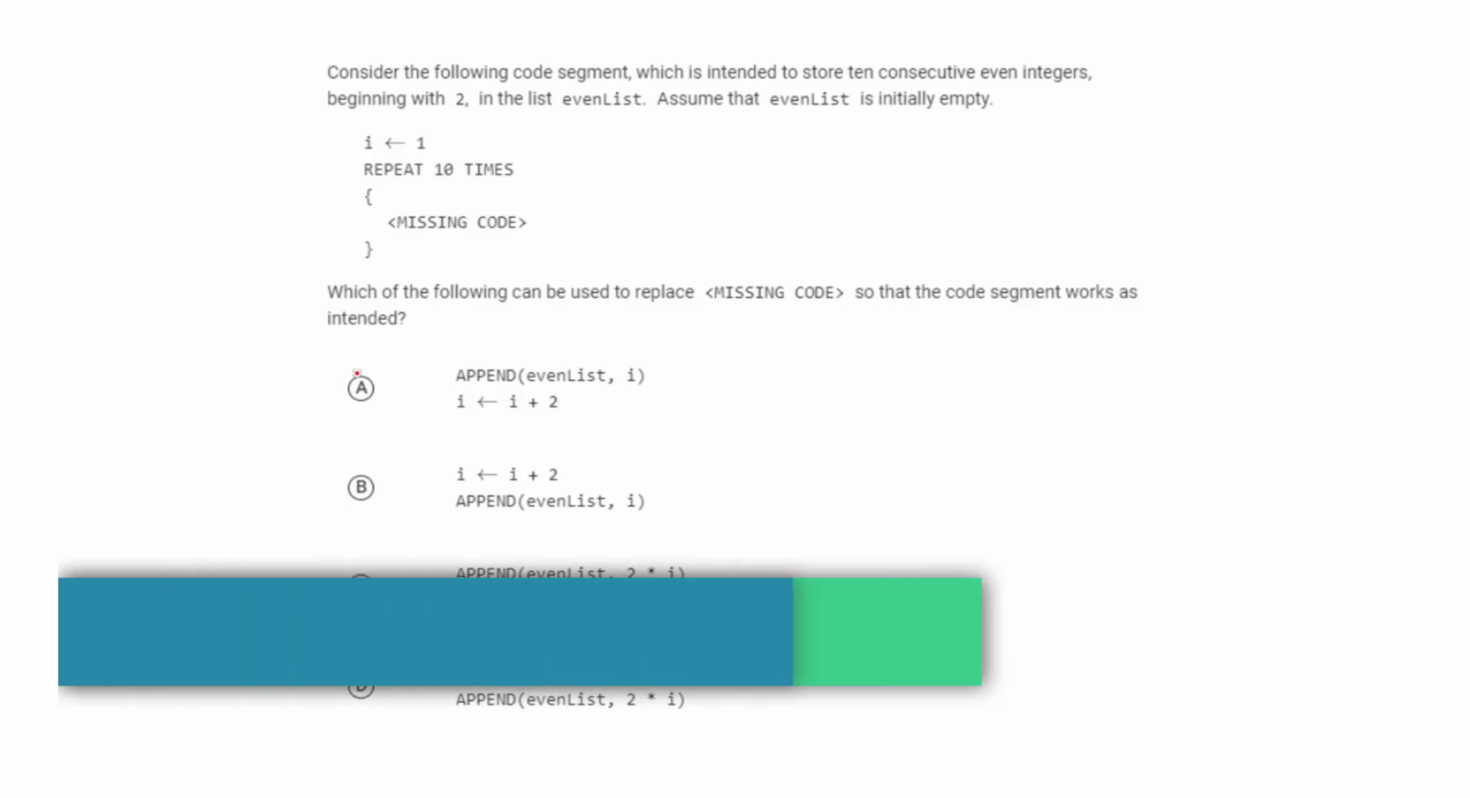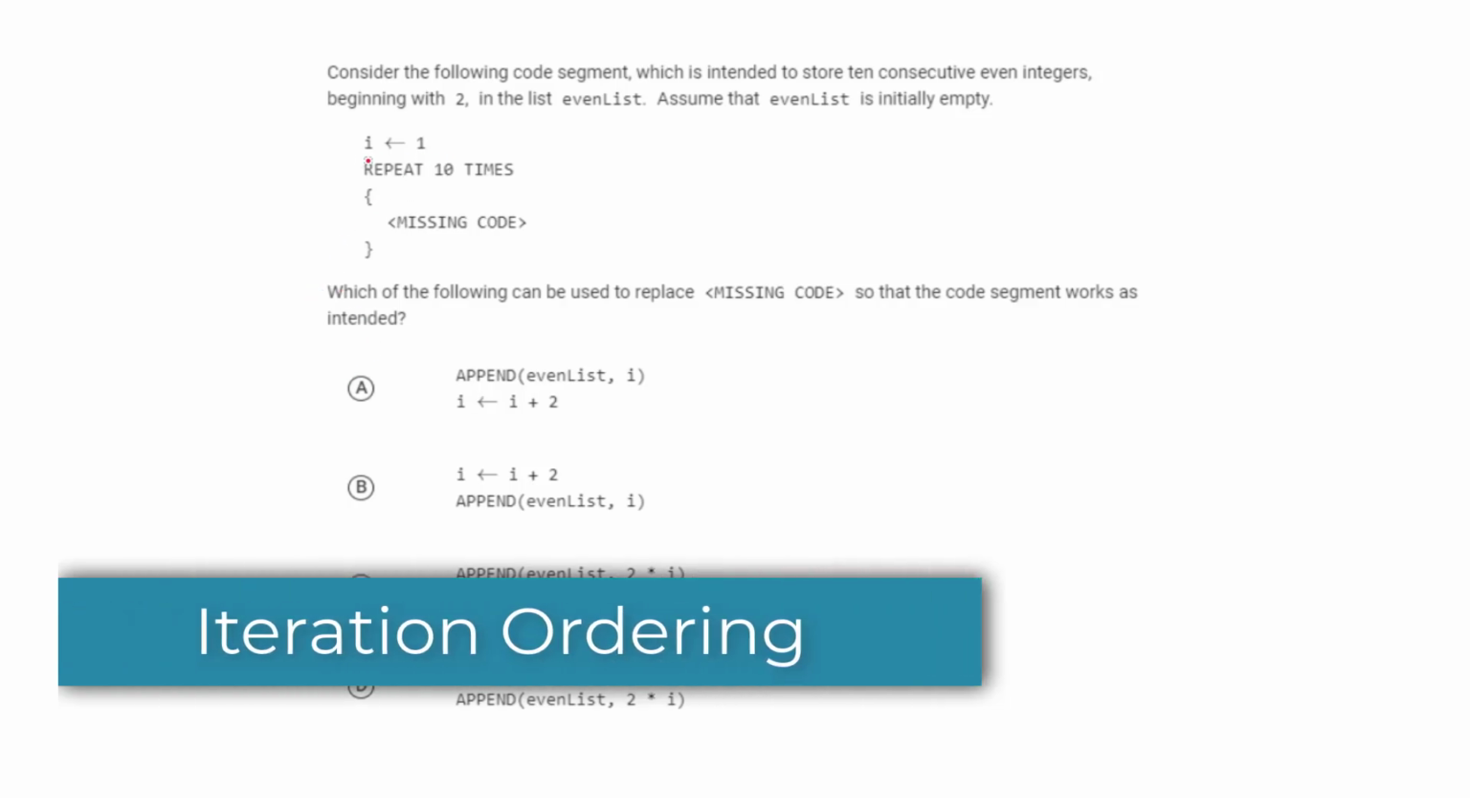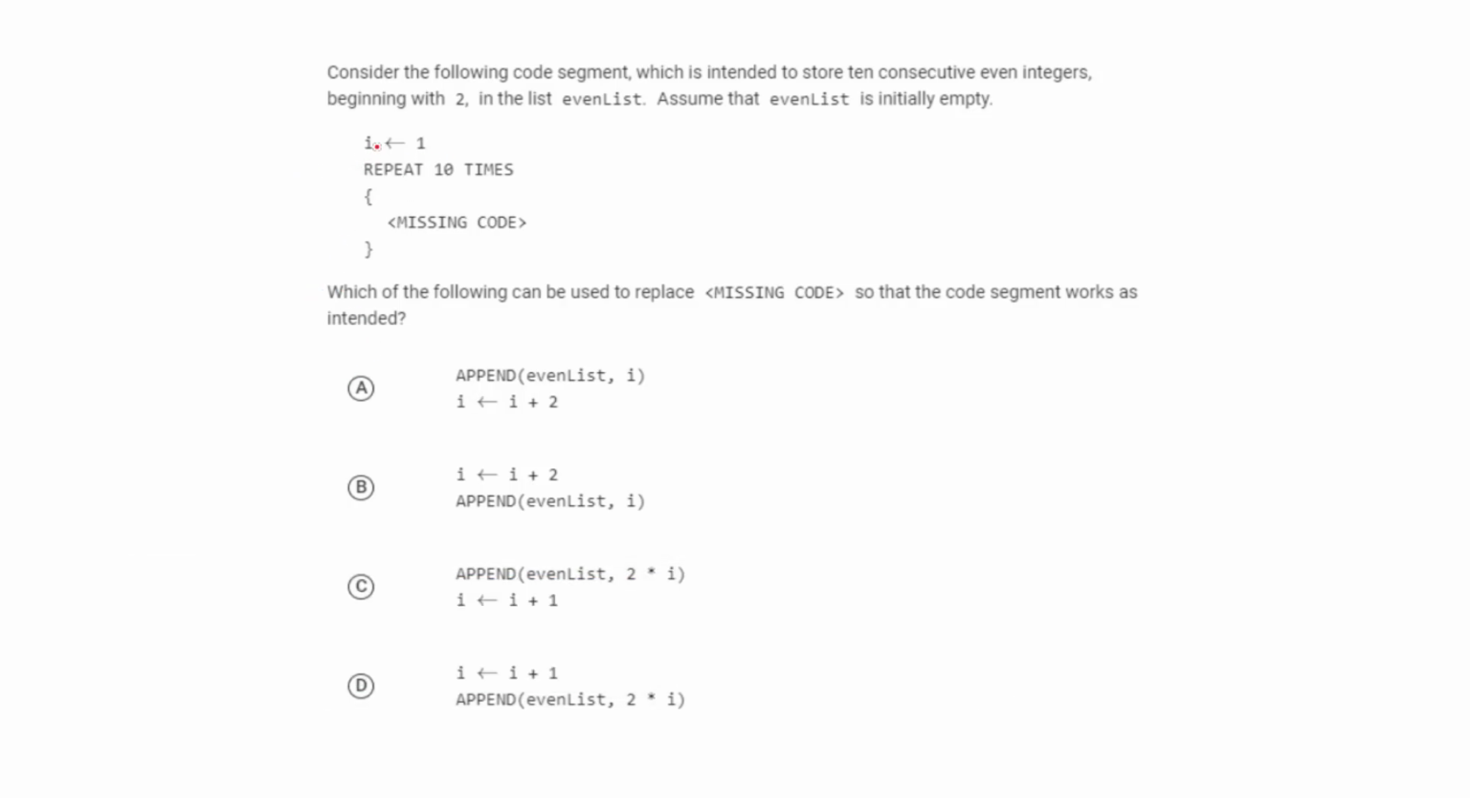Here's a particularly tricky problem involving indices and iteration. In this one, we have a list called even list. And what we want to do is populate this with even numbers starting with 2. Very important that we begin with 2, and we want to make sure they're all even, right? So this is going to store 10 consecutive even integers. If we begin with 2, it's going to be 2, 4, 6, 8, 10, 12. There's going to be 10 of these, so it's going to go all the way up to 20, right?